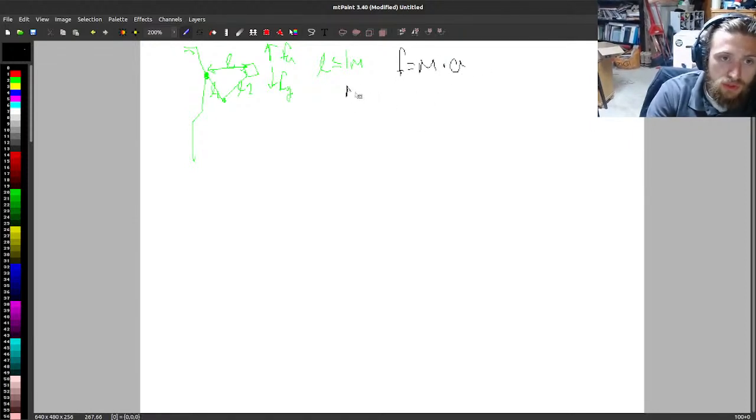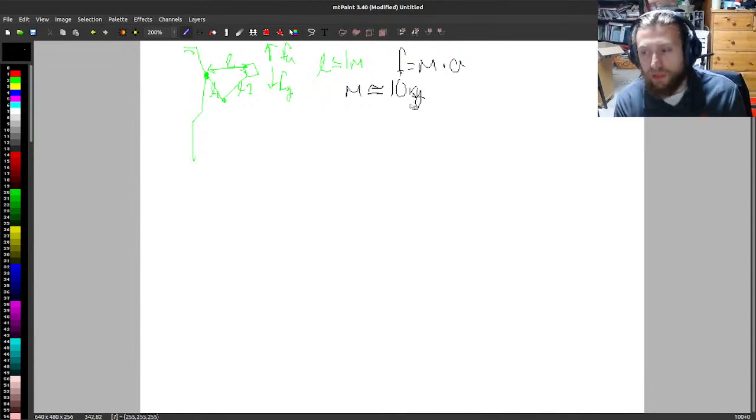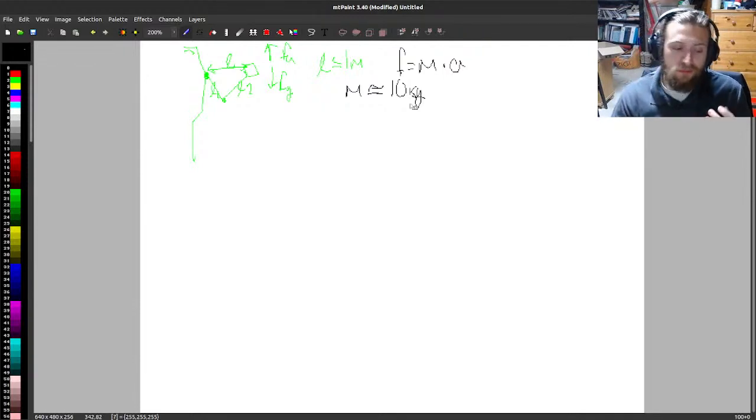So the mass we talked about a little bit, it's going to be approximately 10 kilograms. It's actually probably going to be less. So this is an overestimate. This is actually something we want to do. We want to overestimate because when we're speccing motors and buying parts, if we overestimate the design, it makes it more or less foolproof.